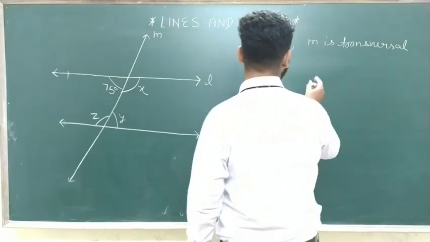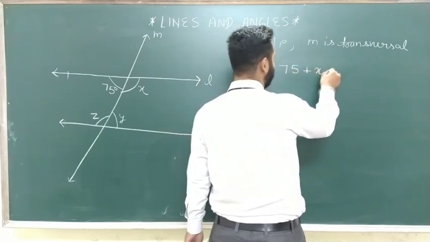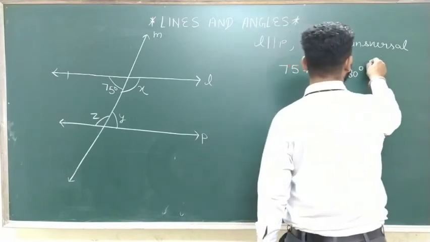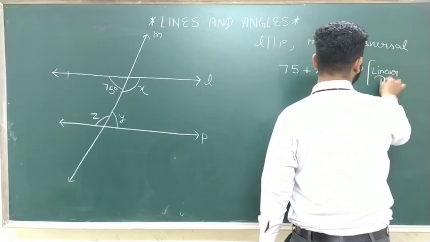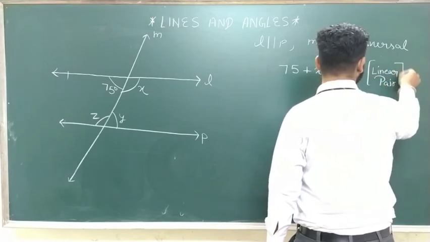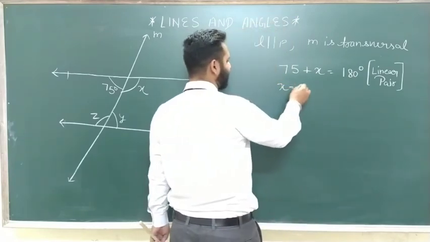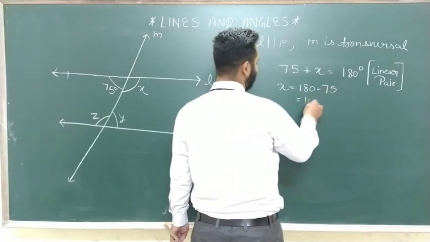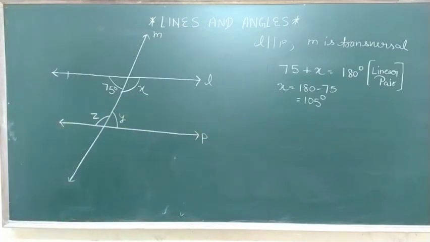So we can say 75 plus X is equal to 180 degrees. And what reason will we give? Linear pair. So from here, if I calculate the value of X, it will become 180 minus 75, that is 105. I hope the value of X is clear to you, how to find the value of X.